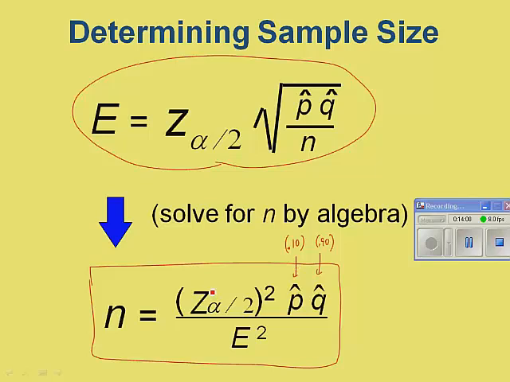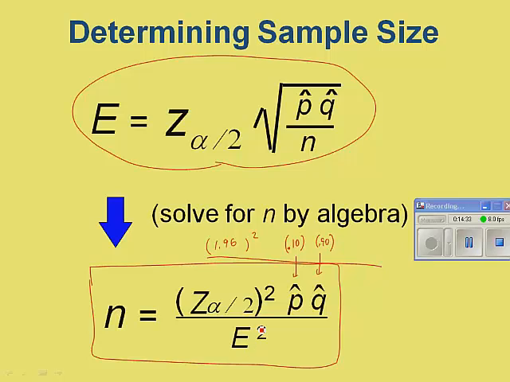Z alpha over 2: what do we want to put in there? They want a 95% confidence interval. We already did a 95% confidence interval. We're going to square 1.96. How many remember that number, 1.96? It keeps coming back, because this is the z-score that goes with a 95% confidence interval. So it's going to come back a lot. And then we'll just have to divide by e squared.